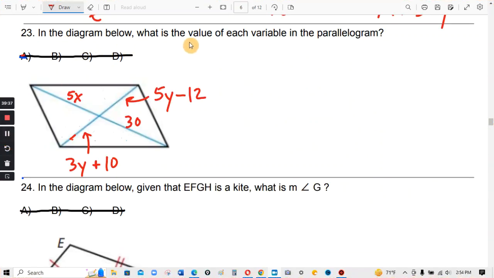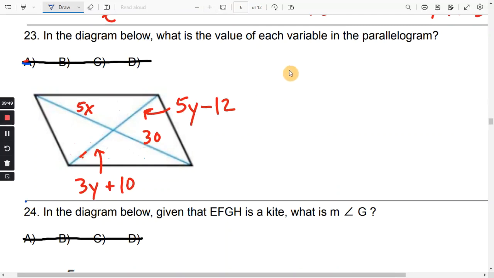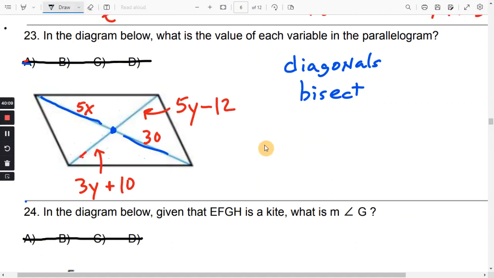In the diagram below, what is the value of each variable in the parallelogram? Okay, so these line segments are diagonals. And we know that for a parallelogram, the diagonals bisect each other. So this would be a midpoint on both diagonals. So 5x equals 30. The opposite of times 5 is divided by 5. So x is just 6.